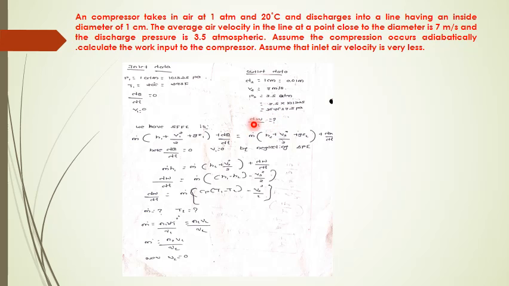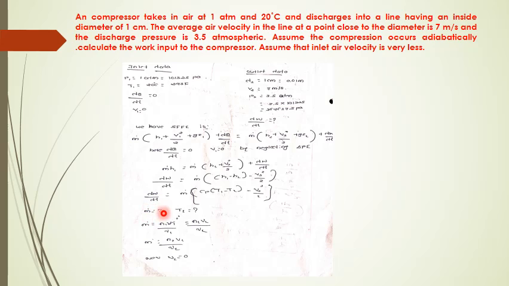Then we need to find out the work input to the compressor, because the compressor is a power absorbing machine. We need to supply work in order to compress the air. So we have the steady flow energy equation, which we have already derived. Considering this equation, dQ by dt is 0 because there is no heat transfer. Initial velocity is 0. By neglecting the potential energy term, we will get this equation. If you simplify, then finally we will get this equation.